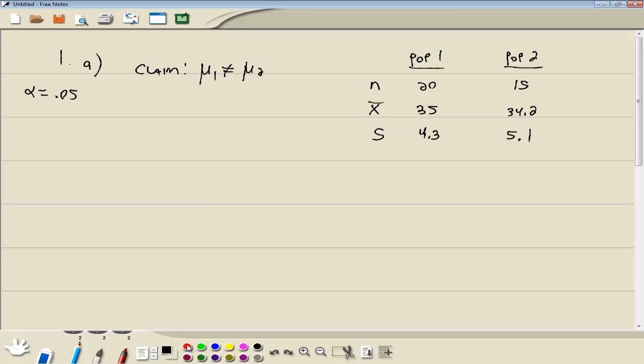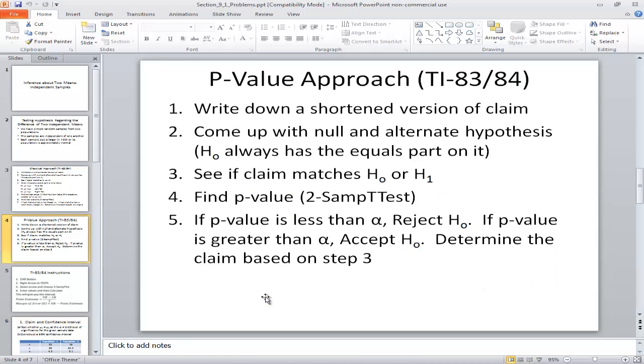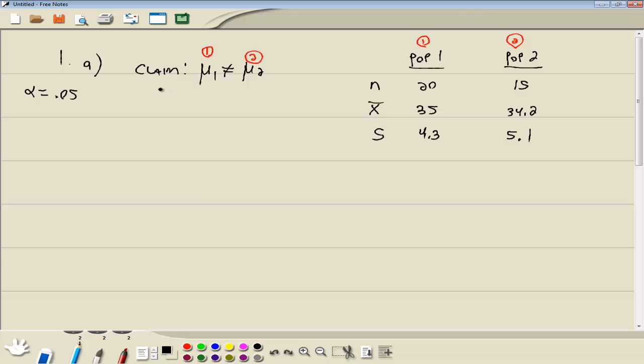Now, always, whatever you put first here is going to be your first list. Whatever you put second here will be your second list. So that's a convention you can follow. Well, let's go back up to our instructions for the claim. Step 1, write down a shortened version of the claim. Well, we did that.